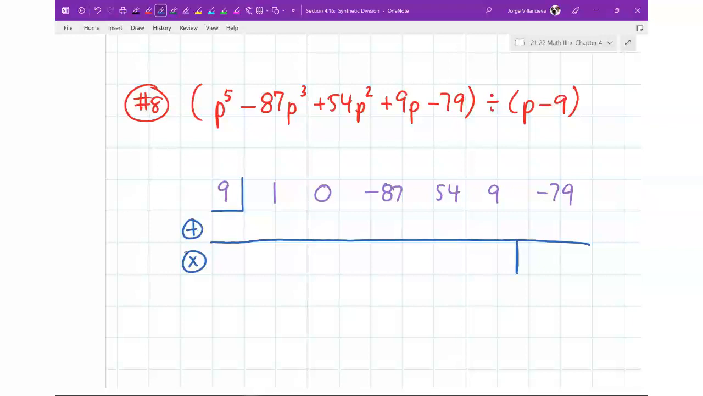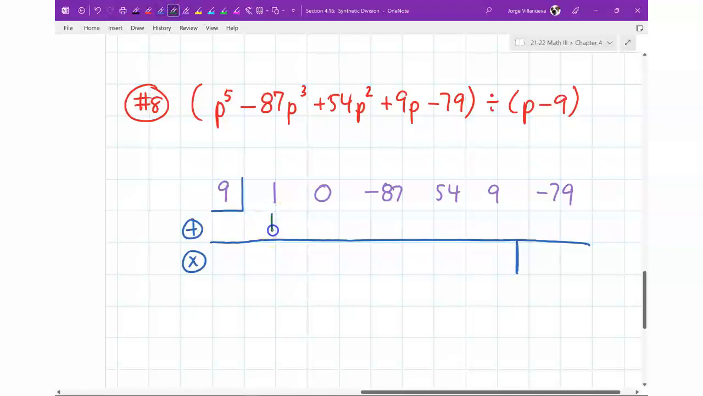If it was missing the 9p, right? Let's say the 9p was completely gone. Then after 54, I would have to put 0 and then negative 79. Okay, so if you're ever missing one of the powers, fill it in with a 0. So I'm going to give you guys a couple minutes. Try doing this and we'll check your answer. Here we go.